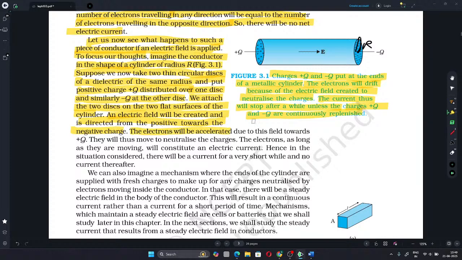The electrons will be accelerated due to this field towards plus Q. They will thus move to neutralize the charges. The electrons, as long as they are moving, will constitute an electrical current. Hence, in the situation considered, there will be a current for a very short while and no current thereafter.